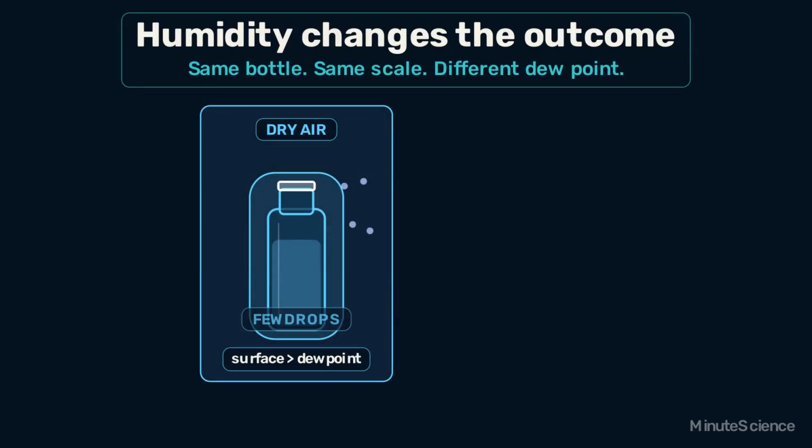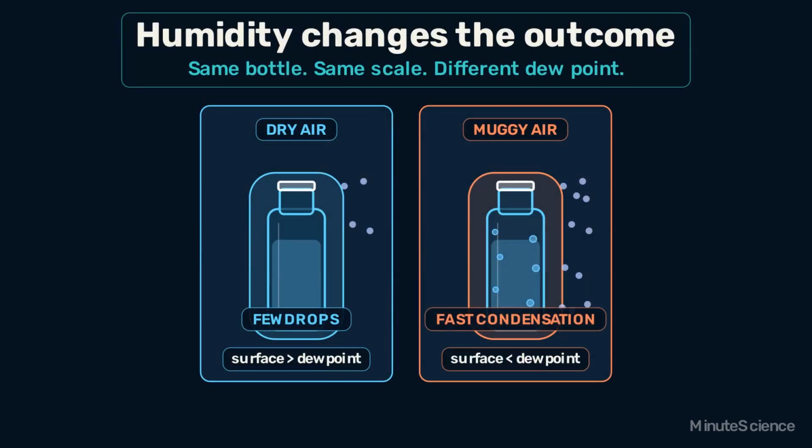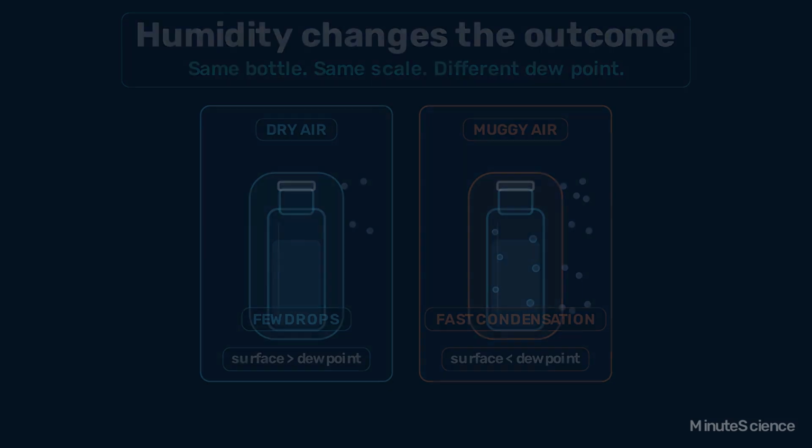This is why humidity matters. On a dry day, the dew point may be far below the bottle's surface temperature, so little condensation appears. On a muggy day, the dew point is high. A refrigerator-cold bottle easily cools nearby air below it, and droplets form quickly. The bottle does not need to be porous, and the drink does not need to contain water that can escape.